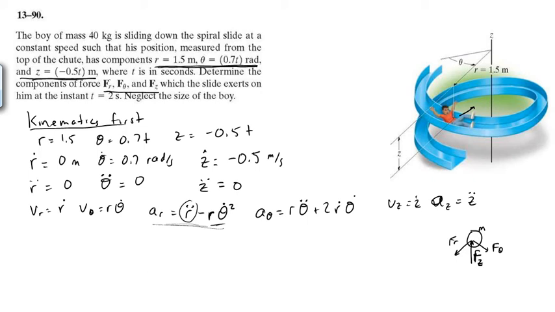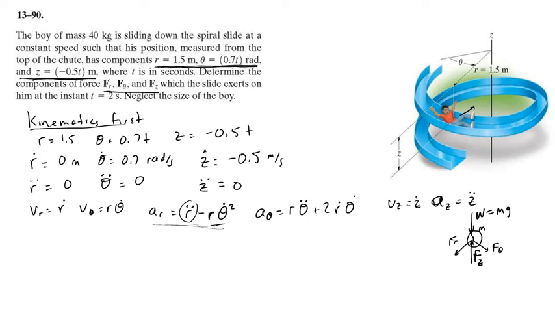Now the boy has a mass, and so therefore he has a weight, and so the boy has a force due to his gravity that's downward. And that is in this direction, and that is the boy's weight, which is equal to mg. So these are all the forces in the problem.